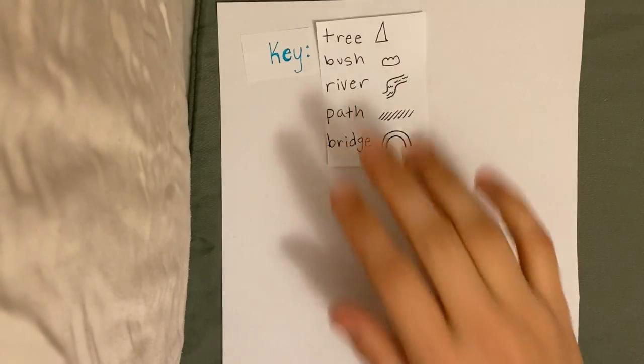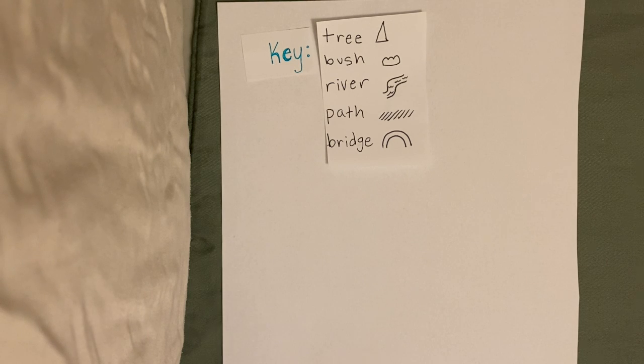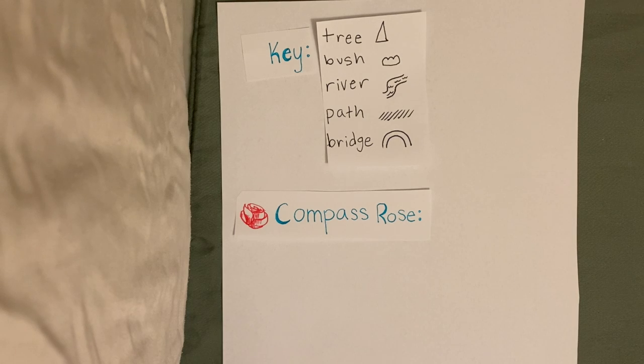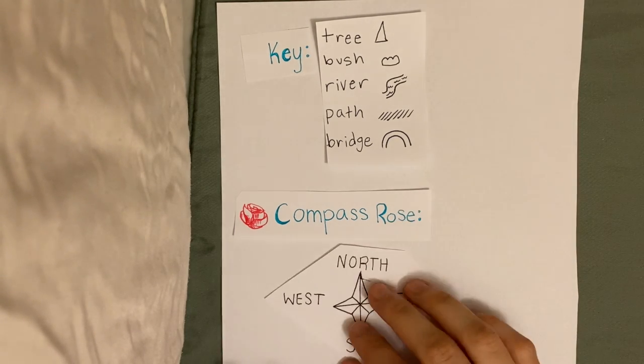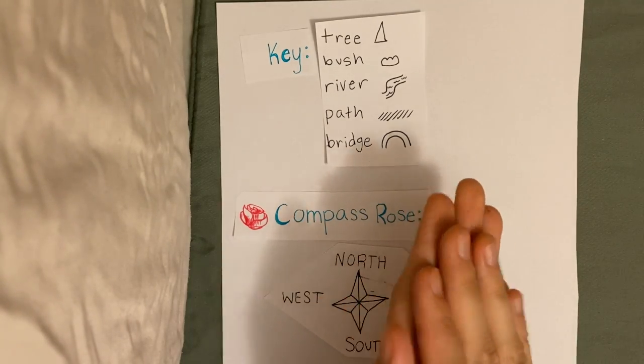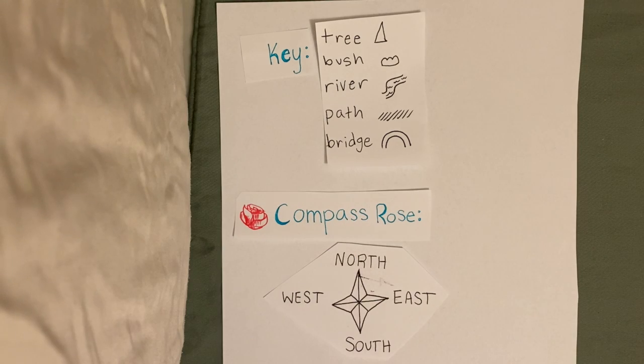There's the key. The key just tells you what each symbol on the map means. Then we have the compass rose. This tells you where north is on your map. And that information is important because it tells you where you and your map have to be facing to have the same place be forwards.